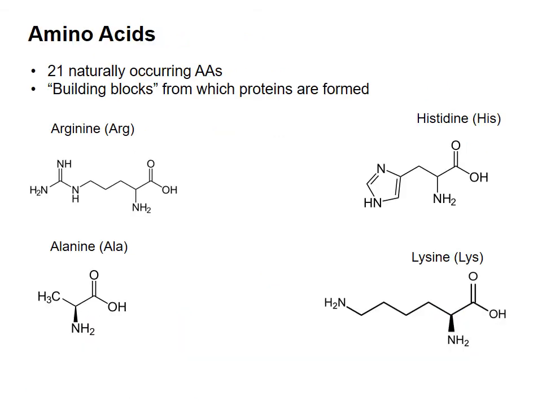Got to give you a little bit of biology background. So one of the molecules that you're going to look at in this lab are called amino acids. There are 21 naturally occurring amino acids, and these are the building blocks from which proteins are formed. Here are 4 of them that are shown: arginine, histidine, alanine, and lysine.